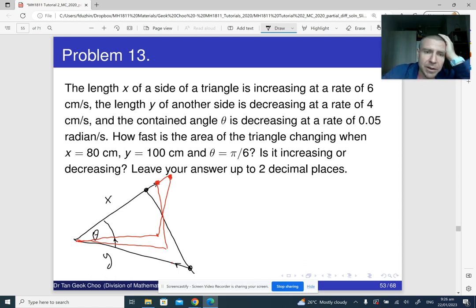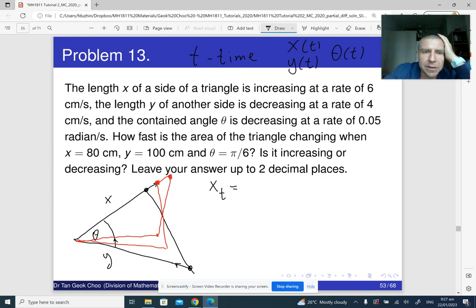All right, let me now write down the given data. So what do we have here? If t is time, we have three measurements, two sides and one angle between them. So x is a function of t, y is a function of t, and theta is also a function of t. And we are given the derivatives at the given moment of x, y, and theta. So let me write it as dx/dt at the given moment.